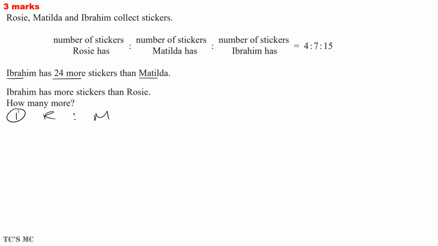We have Rosie, Matilda and Ibrahim. That's 4 to 7 to 15. In the question, we are told that Ibrahim has 24 more stickers than Matilda. So just focusing on Matilda and Ibrahim for now. If we know that there's 24 more, we know the difference. The difference in parts between Matilda and Ibrahim is 8. The difference in stickers, though, is 24. To go from 8 to 24, we need to multiply by 3. We need to do that to all the parts.